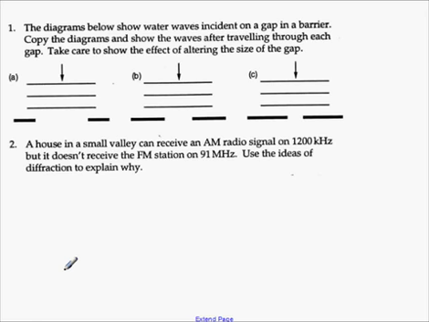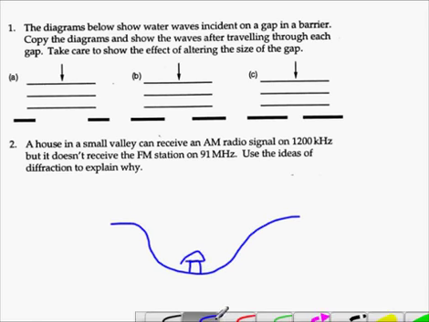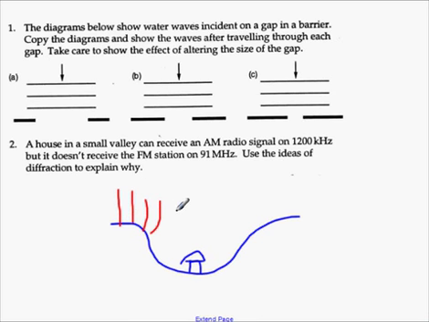So remember, a small valley essentially is someone living down a hole. Okay, so there's your house. Now, what you need to get is some sort of diffraction around the bend here. So you've got your radio waves coming along and they need to diffract down like this, so the house can actually receive the signal.